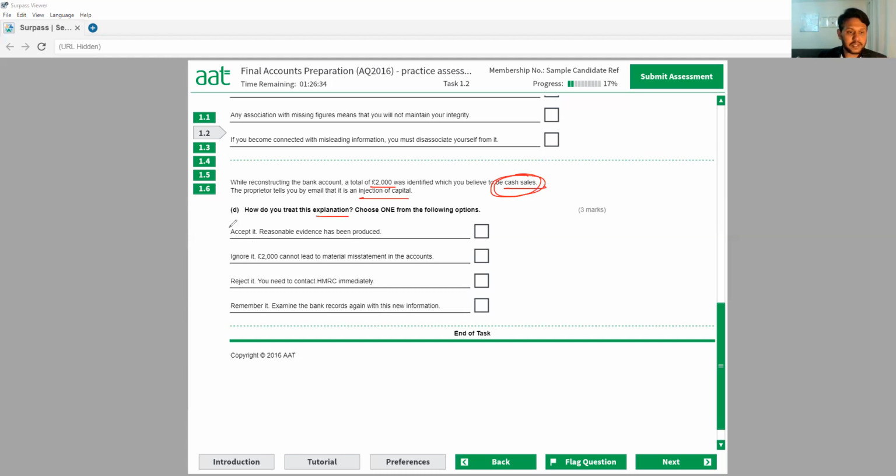Accept it? You cannot accept it. Ignore it? No, you cannot ignore that. Reject it and contact HMRC? No, you never contact HMRC. Examine the bank record against the new information. So check it against the bank records with the new information. You can do that, but you cannot do anything else. You cannot tell HMRC.